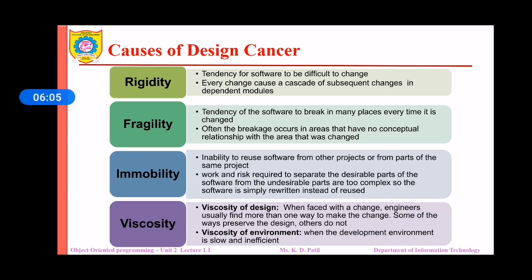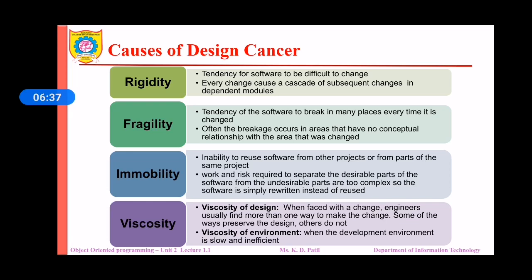But if the immobility characteristic is available in your software design, then it will be too complex, it will be too hard to separate the desirable parts from the undesirable part. Then in that case, your developers team will think that let us write a new code, let us design a new software instead of using the previous one. So the reusability concept will not be applicable here, and that is immobility.